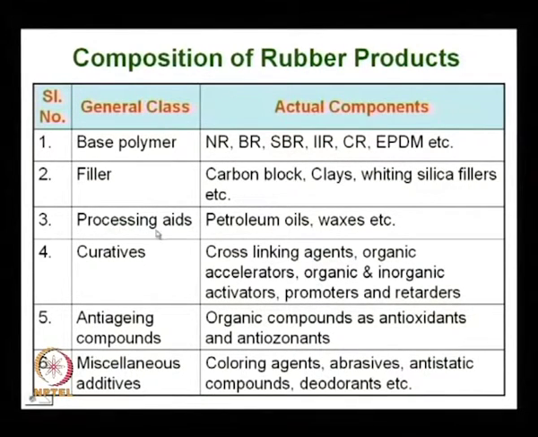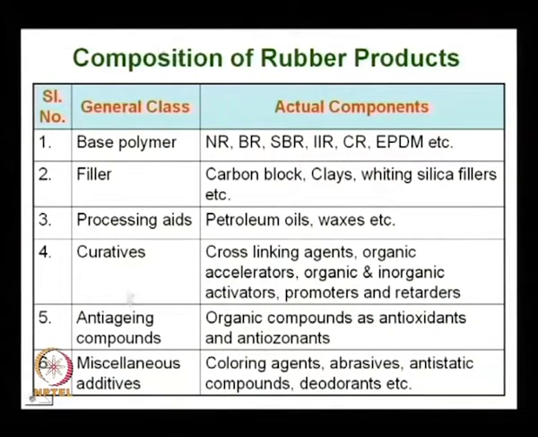Then processing agents that increase the fluidity, reduce the viscosity, and help in processing, means incorporation and dispersion of the additives, particulate additives, in rubber product. So, that helps in processing, one kind of lubricating effect. It lubricates these particles, so that they can enter into the rubber molecules, rubber matrix. So, it helps in dispersion.